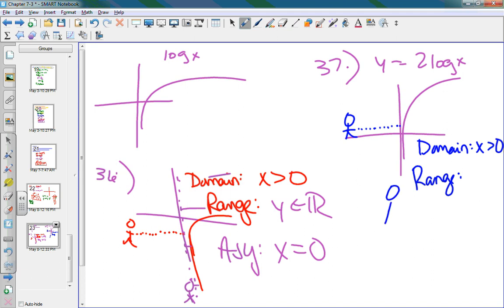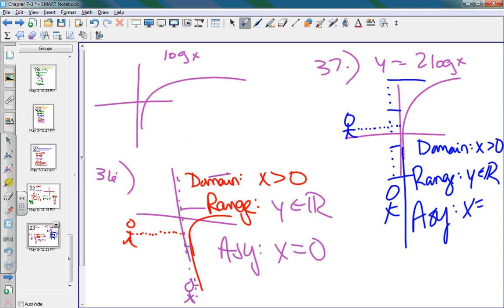Because if I'm right here, this gets really, really close to the y-axis, right? So what's happening? I have one, I have one, I have one. So I have a corresponding x every time, don't I? So it's y is an element of the reals. Okay, what's my asymptote? X equals 0. It's still your vertical asymptote. It's still going to be your y-axis, which is x is 0.